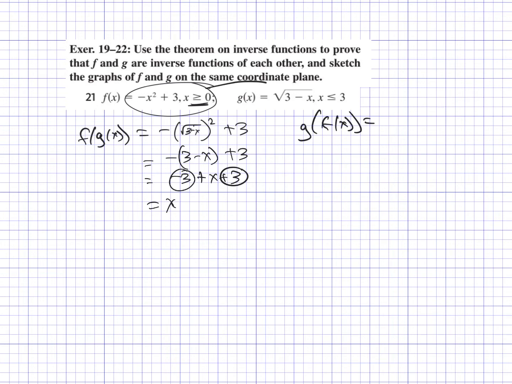So we're putting f of x in for all the x's over here. Now this is for all the x values less than 3. So when we graph it, we need to pay attention to that. As of right now, we get 3 minus a negative x squared plus 3.